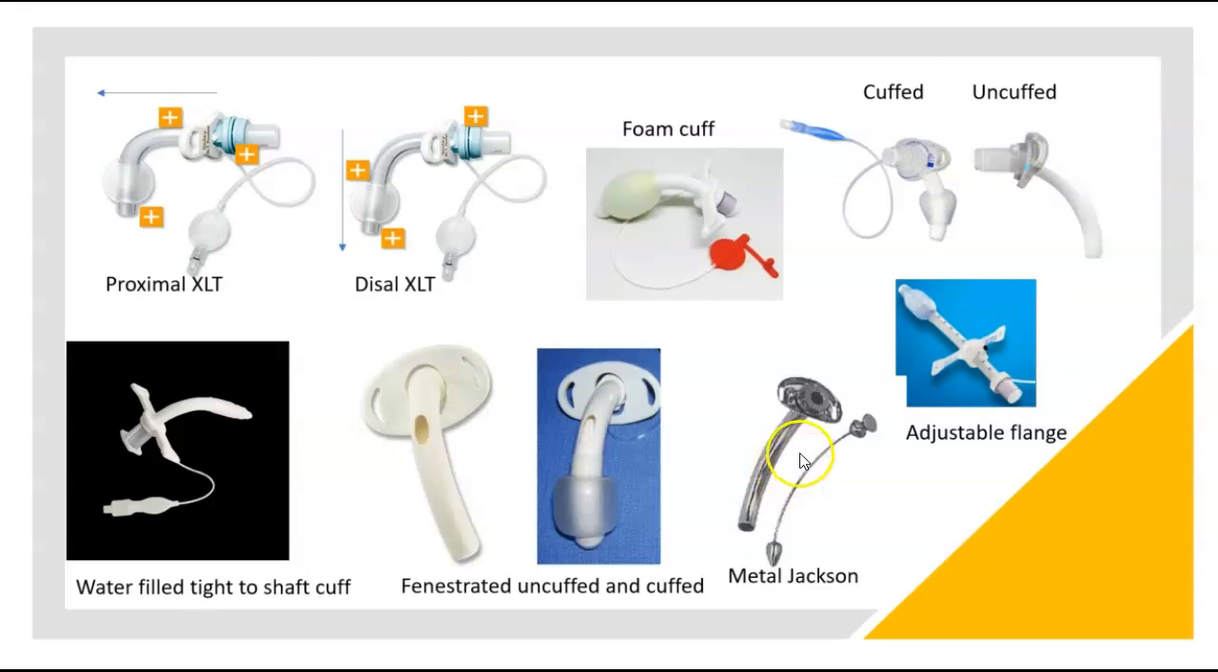These are those metal Jackson trachs. You don't see these as often anymore. This is a stainless steel trach that used to be fairly common in patients that were long-term trachs. Most people have switched to the plastic ones. Adjustable flange: this is an example of a Bivona trach, meaning that I can change the depth of my trach easily by inserting more or less of this trach tube.